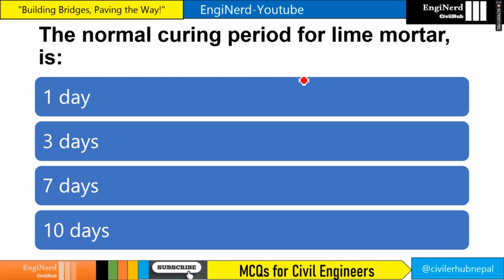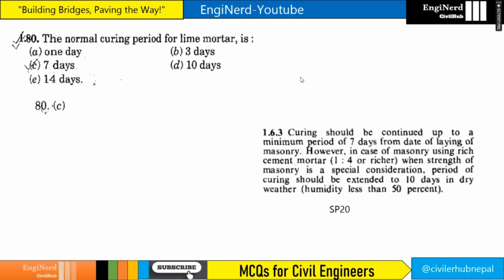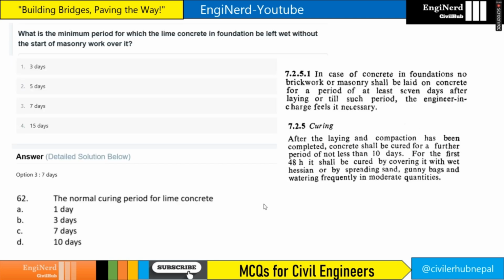The normal curing for a lime mortar is 1 day, 3 days, 7 days, or 10 days. So we see here in the question, the normal curing period for lime mortar is, the answer is given as 7 days. And if you see in SP20, it is also said that curing should be continued up to a minimum period of 7 days from the date of laying masonry, right?